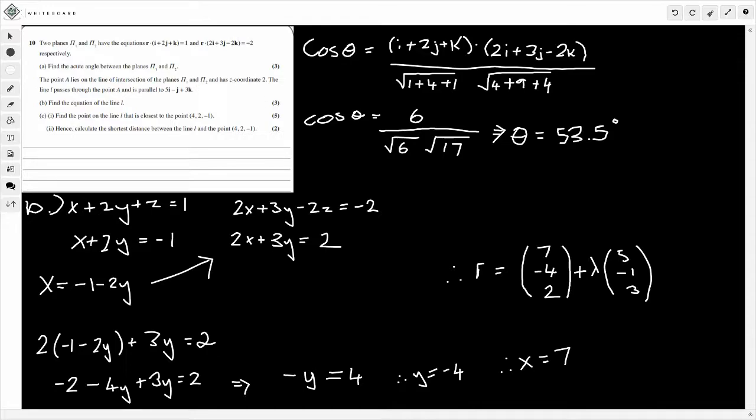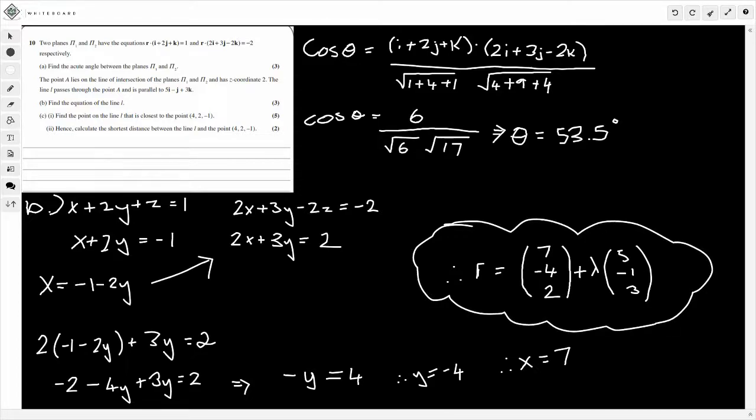So that's part B done as well. That's what we want to end up with there for part B. So I'm going to pause the video and we'll get on to part C.